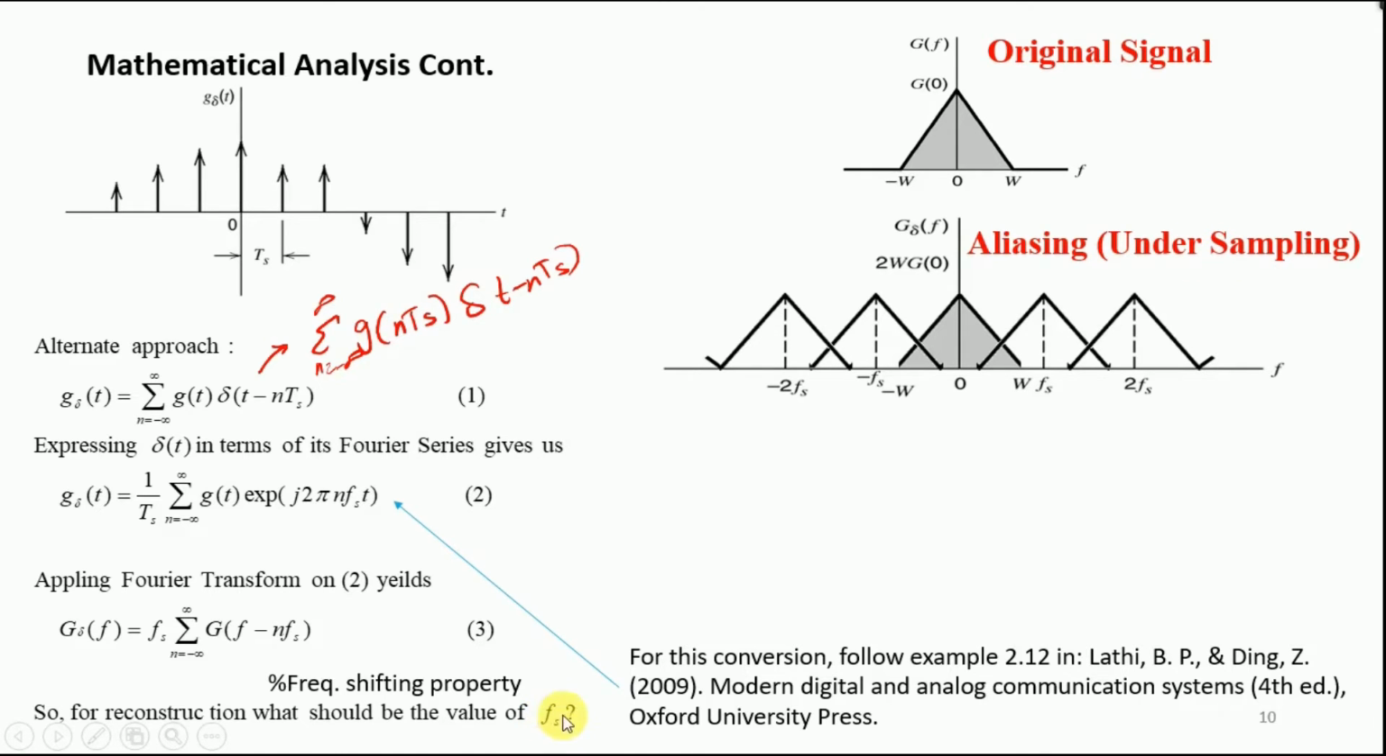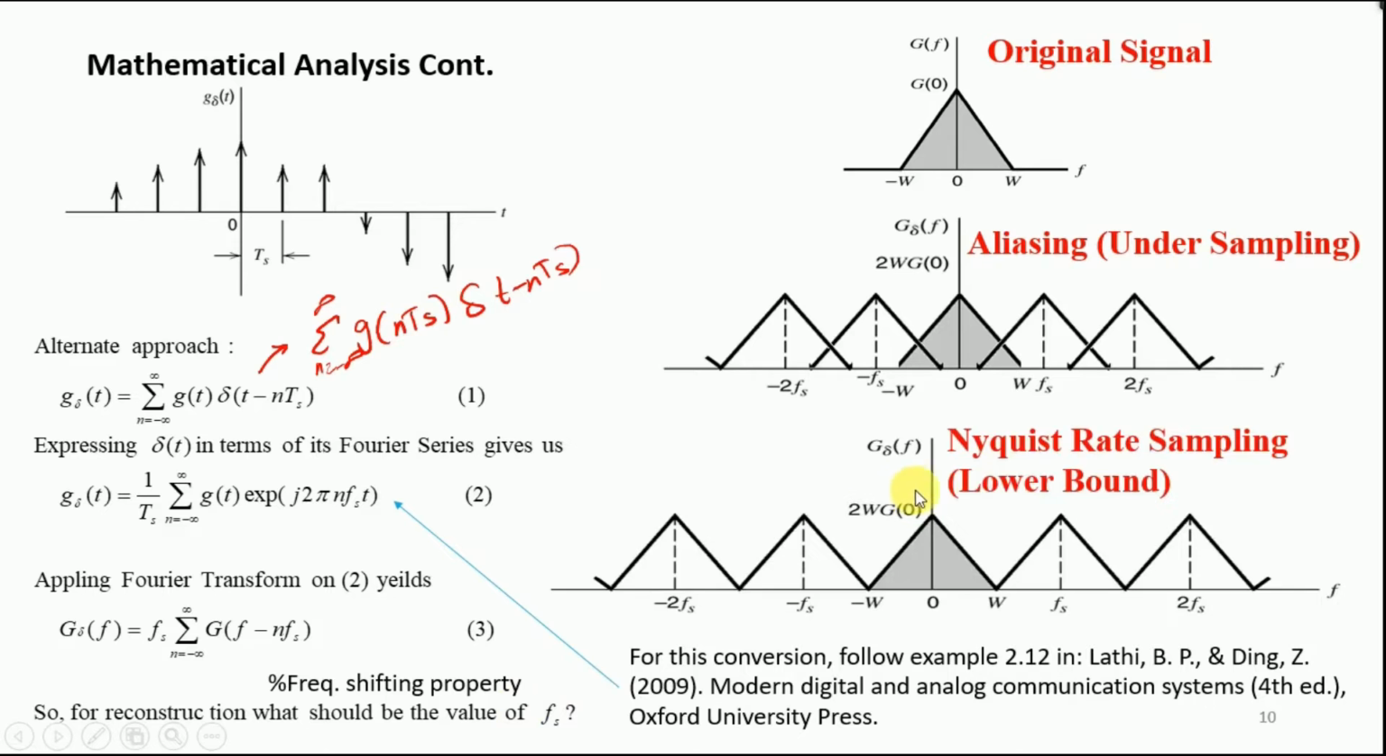Now if fs is exactly equal to 2w, that is the lower bound, so its lower side lobe LSB would be at w and upper side lobe would be at 3w, right? Similarly 2fs, which is at 4w, so this image would have lower side lobe at 3w and upper side lobe at 4w. Now herein the image spectrum is not interfering with our original spectrum, and hence we can recover back our original spectrum.